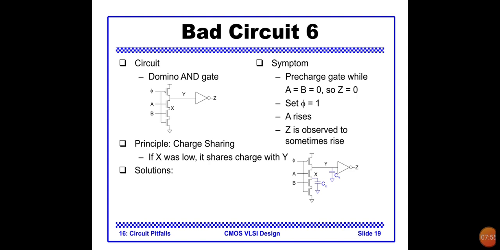The principle in the domino AND gate: charge sharing. If X was low, it shares charge with Y. The solutions are given.